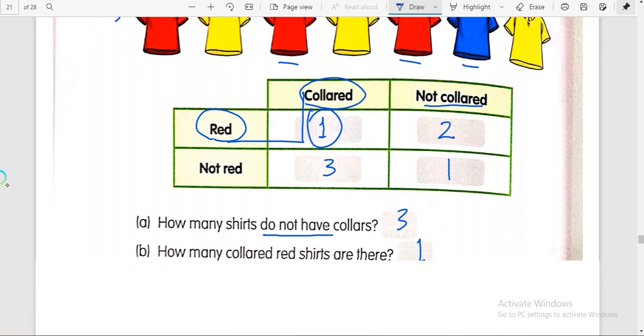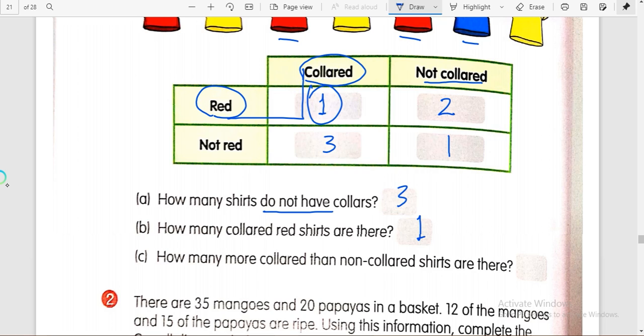Okay? So here we have the third question, how many more? I told you when I say how many more, it means we will subtract. How many more colored than non-colored shirts are there? So, colored and non-colored. So it will be 1 and 3. The number of colored shirts is 4. 2 and 1, the number of not colored shirts is 3. So it's 4 minus 3. The difference between colored shirts and non-colored shirts is 4 minus 3 equals 1.